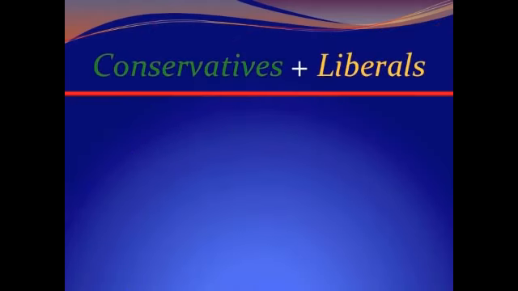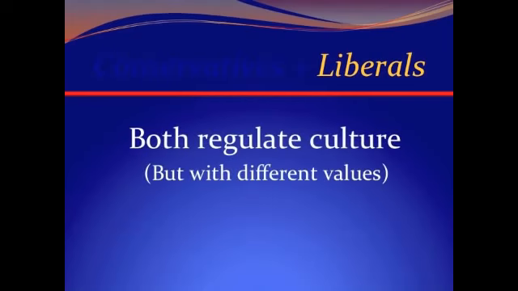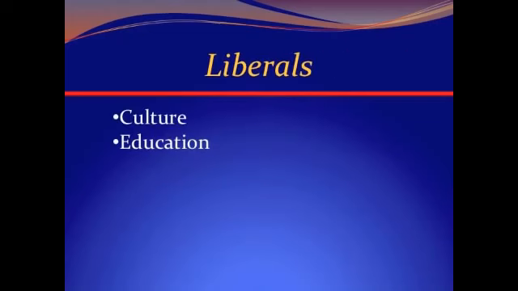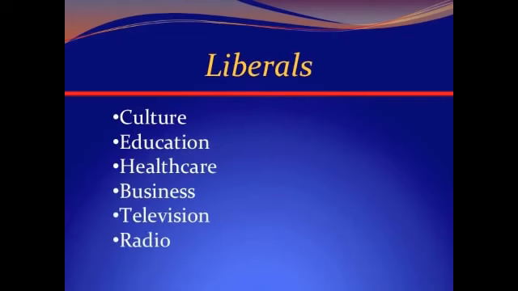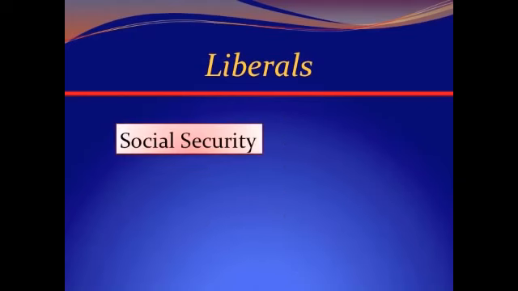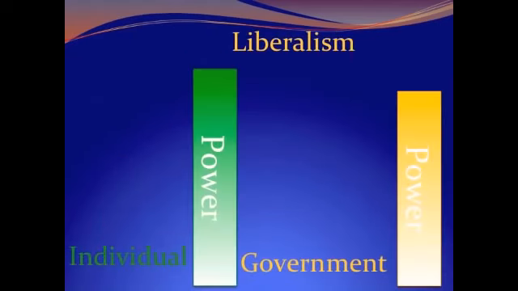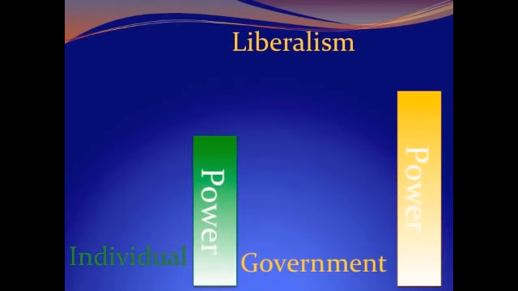Liberals resemble conservatives in their propensity to use government to influence culture. The liberals have different values than conservatives, but they take it one step further and support government involvement in education, healthcare, business, television, radio, banking, parenting, transportation, commerce, food, nutrition, environment, innovation, and more. All of these being matters that anarchists, libertarians, and many conservatives wouldn't dare touch. In liberalism, we see the introduction of programs like Social Security, welfare, Medicaid, Medicare, public education, and other community-minded programs. So in liberalism, government gets pretty big, and the individual, while still relatively free and powerful, is much smaller and much more controlled than in the individualist systems.